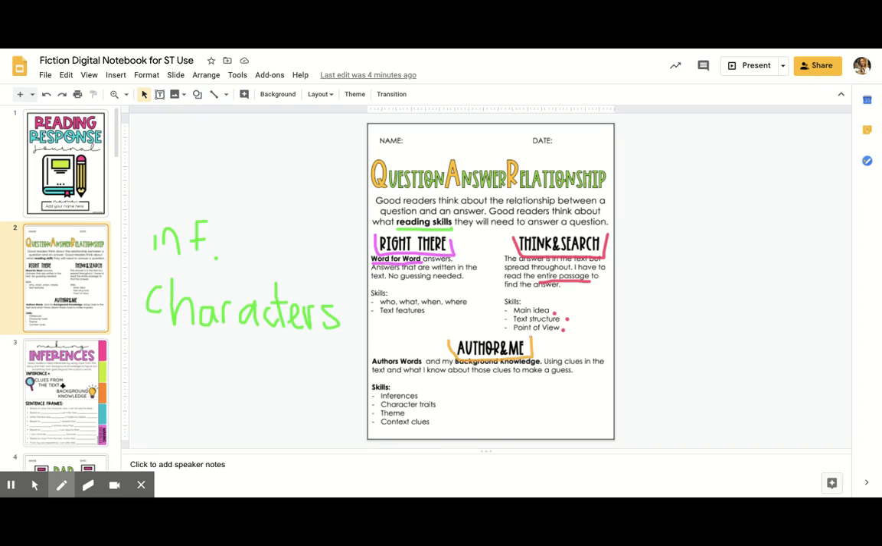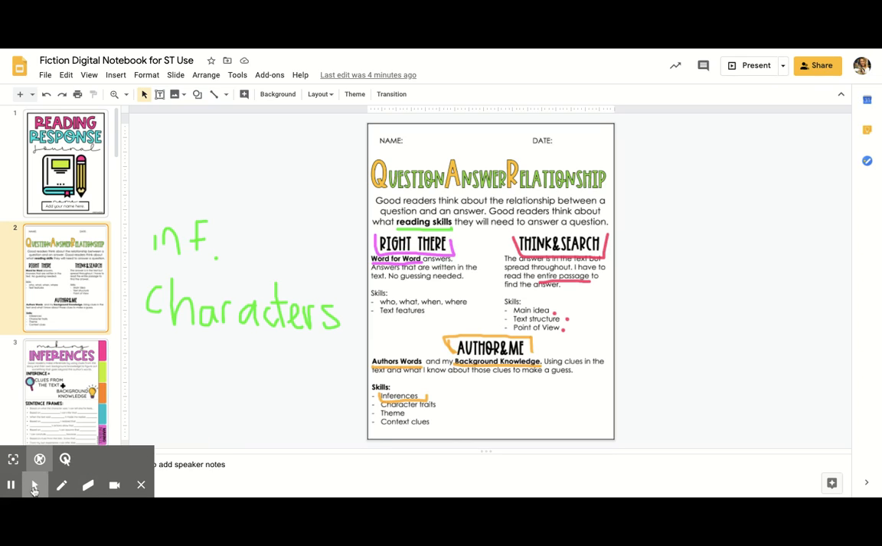The other one that I really want to talk about today is author and me. And this, kiddos, is where we are going to spend a lot of our time. Author and me. Look, I kind of blocked that out. I don't want to block it. So let's look at this. It is the author's words. What do we call those? Text clues. And what did we just talk about? Background knowledge. Clues in the text, what I know about those clues to make a guess, and look what is first on our chart, inferences.